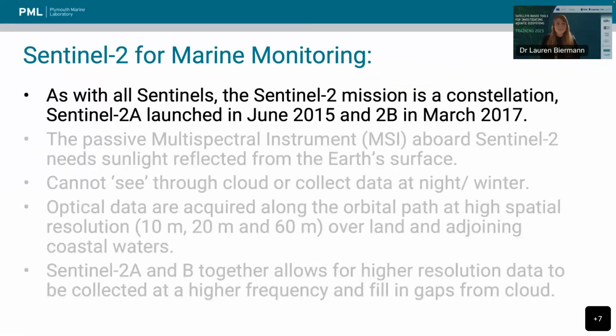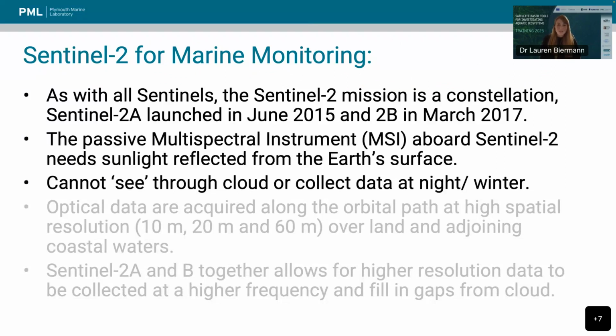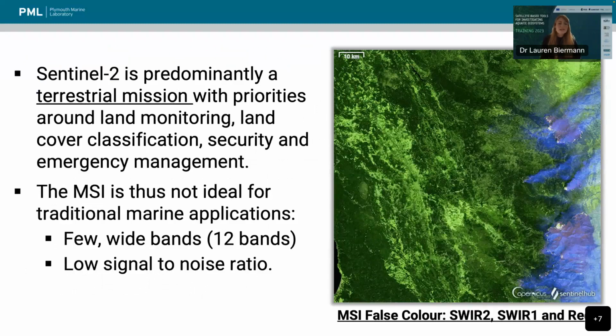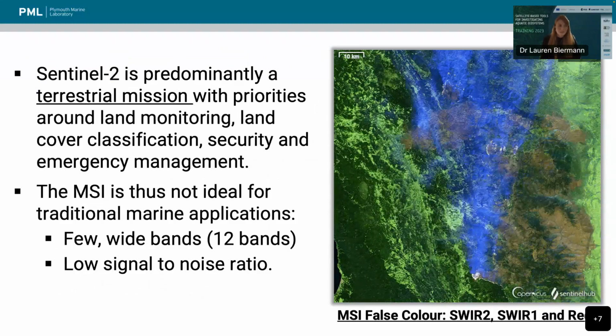So the data goes back to 2015. Again, we have two sentinels acting as a constellation. It is a passive sensor that can't see through cloud. The optical data are actually collected at different spatial resolutions, but we don't need to worry about that right now. Suffice to say that we have Sentinel-2A and B acting together, collecting high resolution data, predominantly over land. And it is an excellent sensor for what it was designed to do.